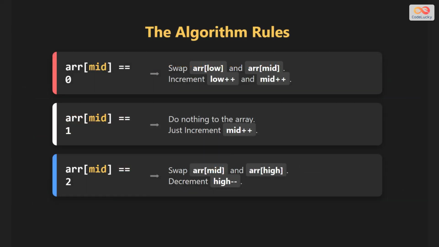We iterate through the array using the mid pointer. Here are the rules. If mid points to 0, we swap it with the element at low and move both pointers forward. If mid points to a 1, we just move mid forward. If mid points to a 2, we swap it with high and move high backward.